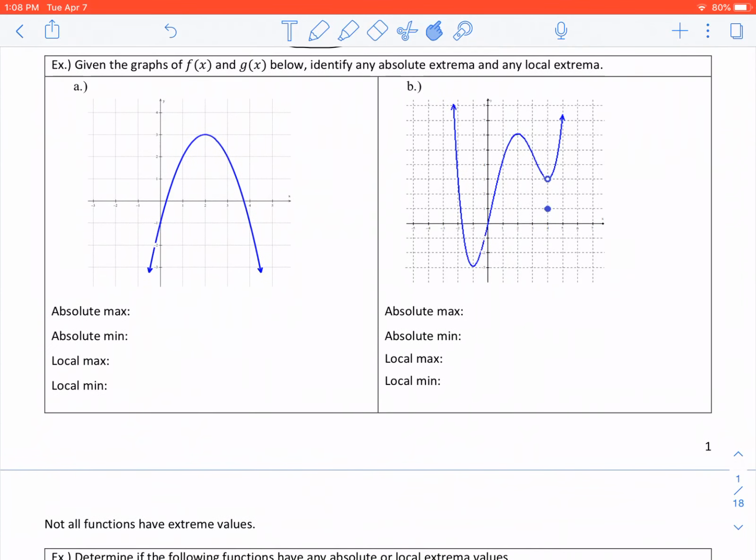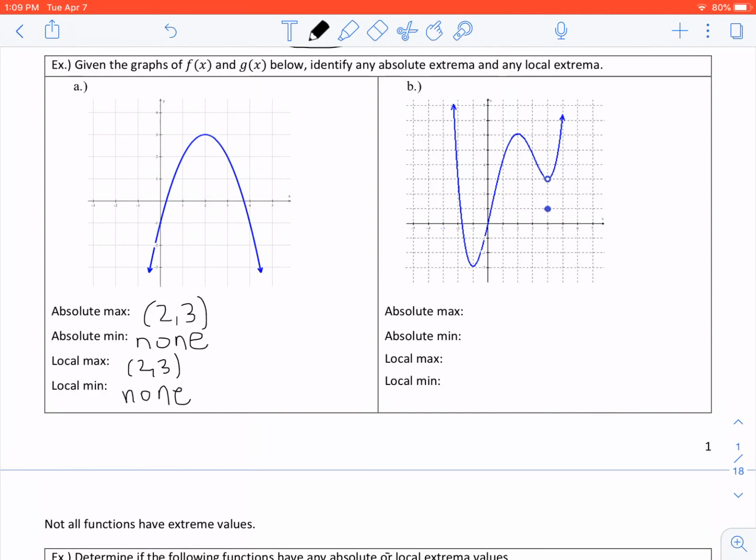This says, given the graph of f of x and g of x below, identify any absolute extrema and any local extrema. The first one that we have is a parabola opening down, and your absolute maximum is at the peak of that, which is at (2, 3). Your absolute min, because the graph continues on forever downwards, is approaching negative infinity, and it's not a value, so we put none. Your local max is also that maximum value, (2, 3). And again, there is no local minimum because it does extend down to infinity.